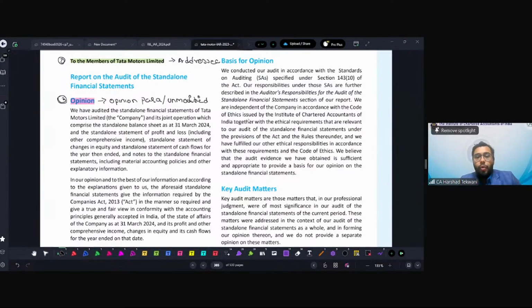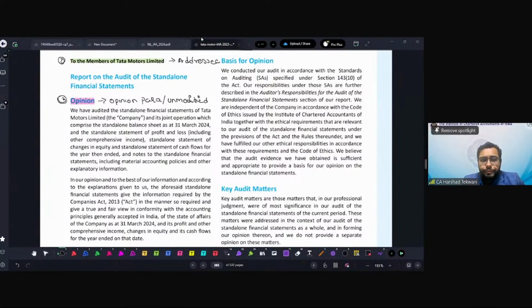Now, in the opinion paragraph, there is something that we are required to write and mention. The wordings are also prescribed by the standard. So the first thing you need to identify in the opinion paragraph is the entity whose financial statements have been audited. And the list is also given in your study material.